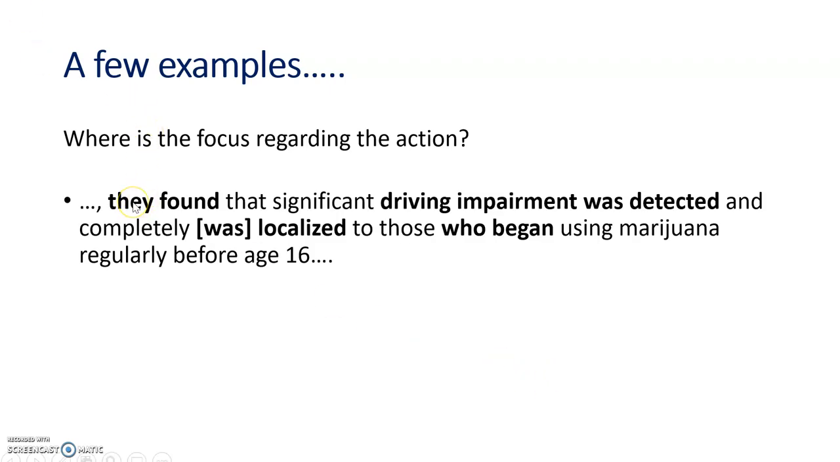Here we continue. They found that significant driving impairment was detected. What was detected? Well, driving impairment can't do anything. It's the recipient. It was detected. The researchers detected driving impairment and it was completely localized. In other words, driving impairment was detected and it was localized to those who, obviously the drivers, the subjects, began using marijuana. So again, here, it changes from placing the focus on what happened to who did the action.